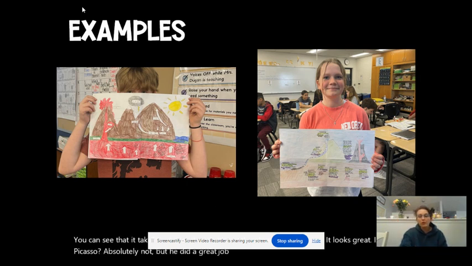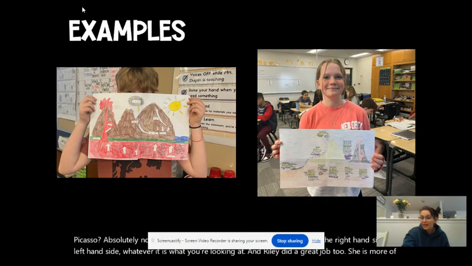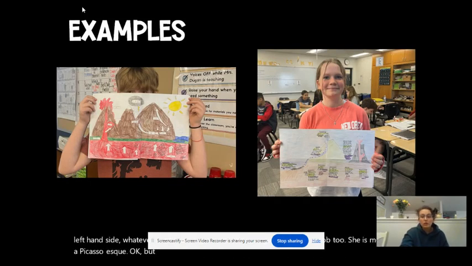Then we've got Riley over on the right-hand side, or left-hand side, whatever you're looking at. And Riley did a great job too. She is more Picasso-esque, okay? But still, it looks nice. It's presentable. It's legible, okay? It's colored neatly, and there are no white spaces. This is A-level work. This is above my expectation.